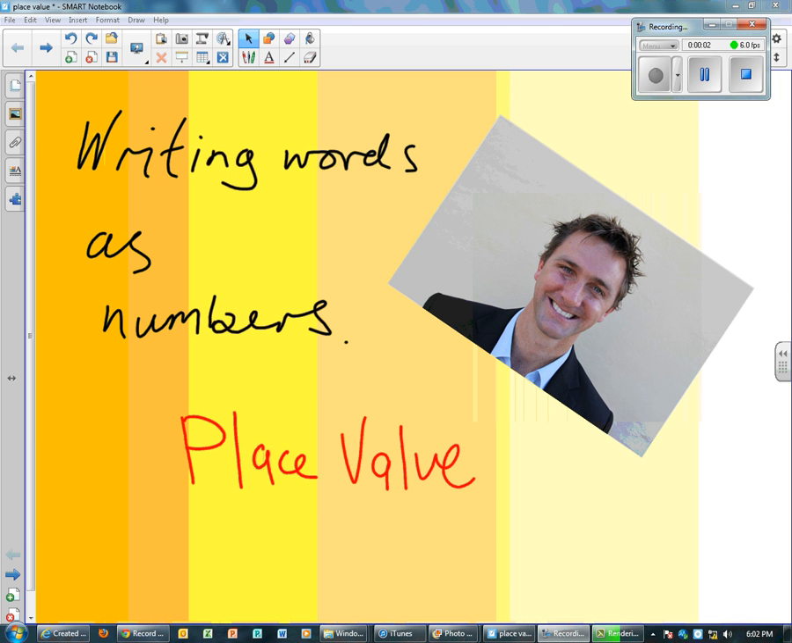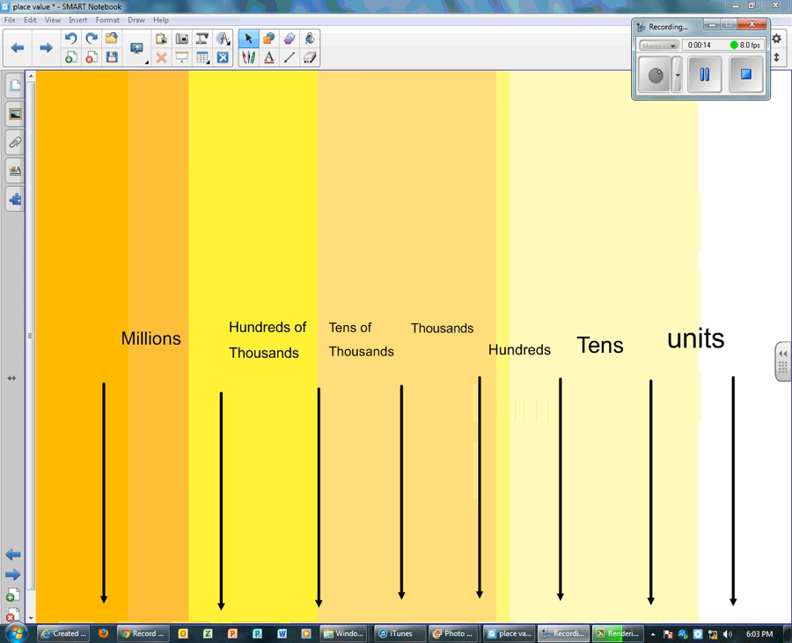Hi guys, today we're looking at writing words and numbers, writing words as numbers, and in that sense we're really looking at place value. Place value is very important, so we're going to need to know our place value. Okay guys, and here's our place value chart, and it's really important that we understand one thing about place value. We actually group some of these place value columns together. Let's have a look at how we do that.